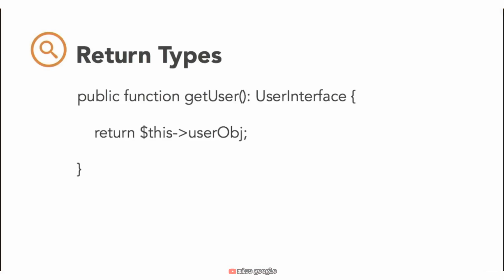In this case, we specified this method, getUser, will return an object that can be typed as a user interface object. Pretty simple, right? Notice we defined the return type after the method call with a colon and the specified return type between the closing parentheses and before the opening curly brace.